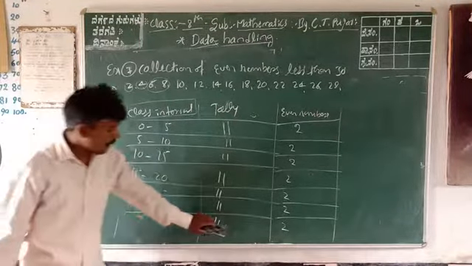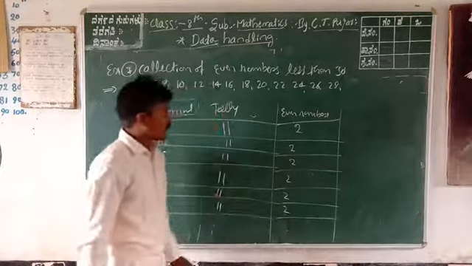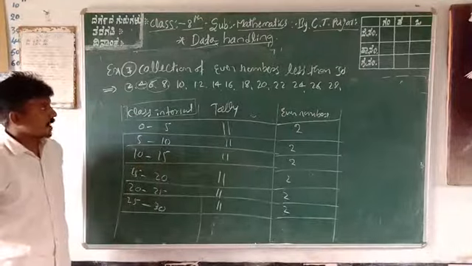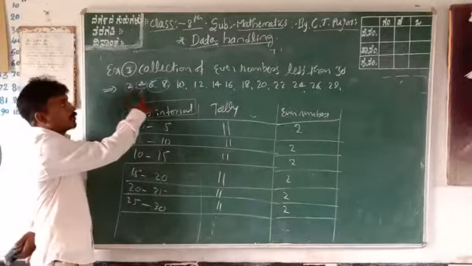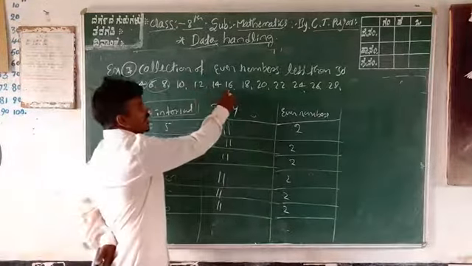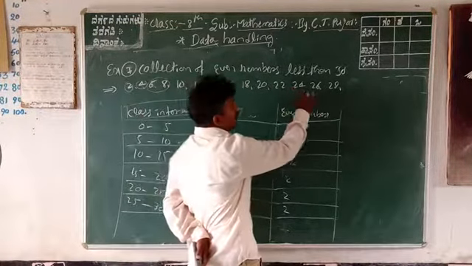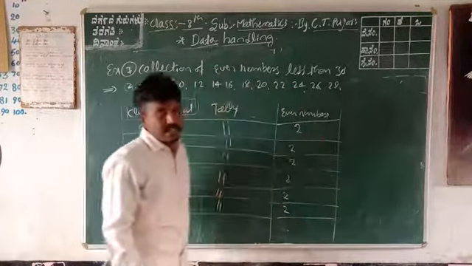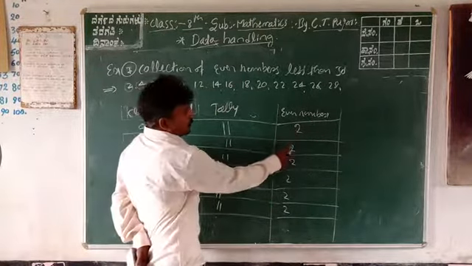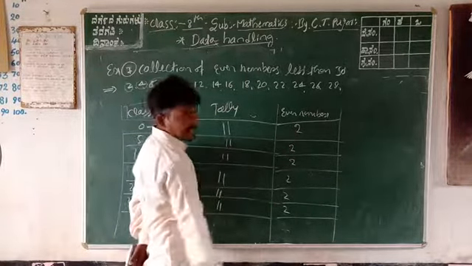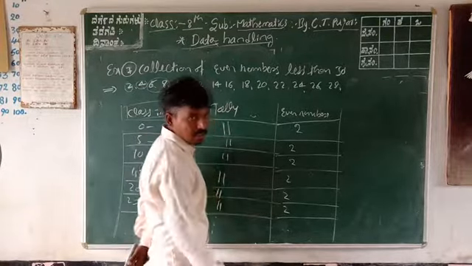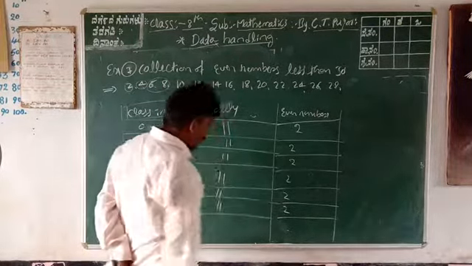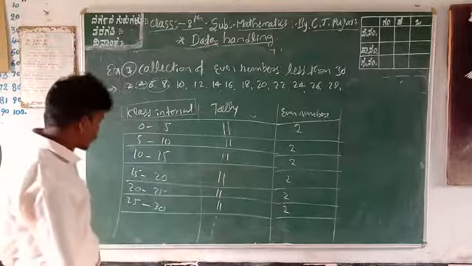This is not here. Therefore, these all are frequency distribution tables. Okay, how many even numbers are here in less than 30? Therefore, 1, 2, 3, 4, 5, 6, 7, 8, 9, 10, 11, 12, 13, 14. 14 numbers are here, right? Check yourself. 2 plus 2 is 4, 4 plus 2 is 6, 6 plus 2 is 8, 8 plus 2 is 10, 10 plus 2 is 12, 12 plus 2 is 14.